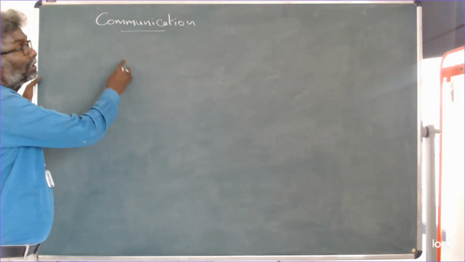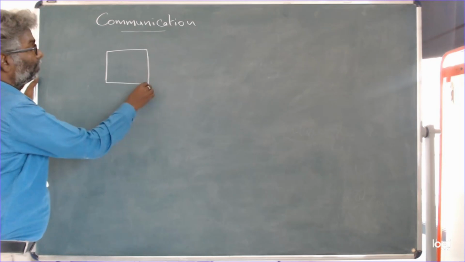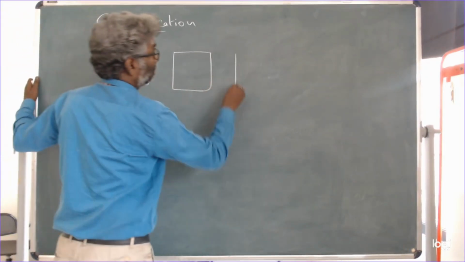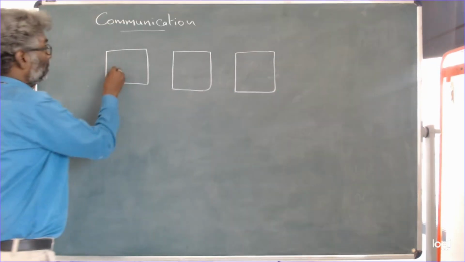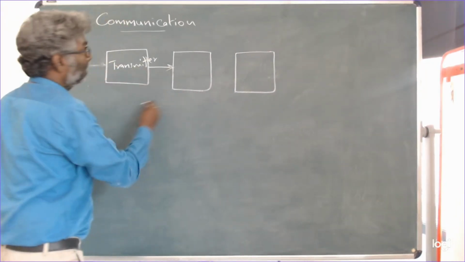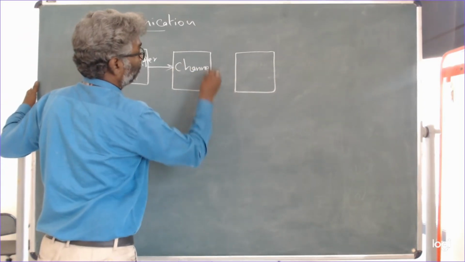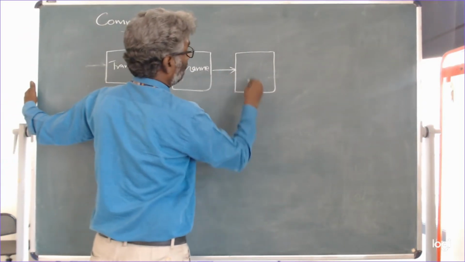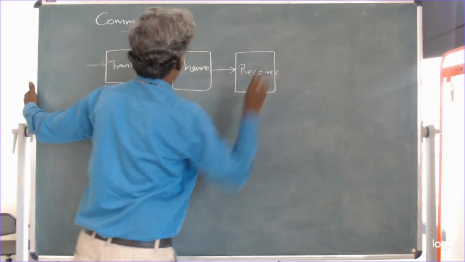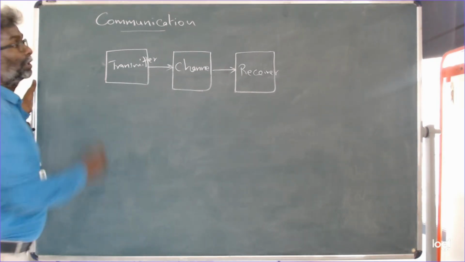Initially, if you are considering a communication system, it contains three parts. The first one is the transmitter. The output from the transmitter will pass through the channel and reach the receiver. So this is the basic block diagram of a communication system.